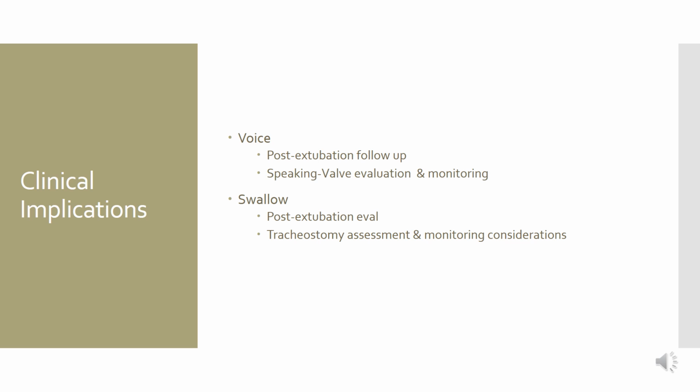Precautions are placed with a purple Passy Muir valve to remind everyone that when the speaking valve is on, the patient's cuff must be down. The SLP should note how long the patient can tolerate the valve and monitor this closely through continued objective and subjective measures.